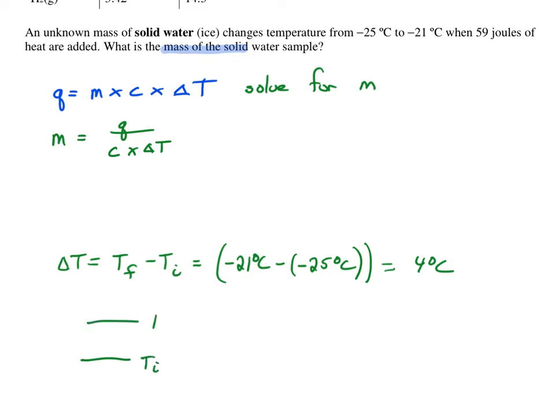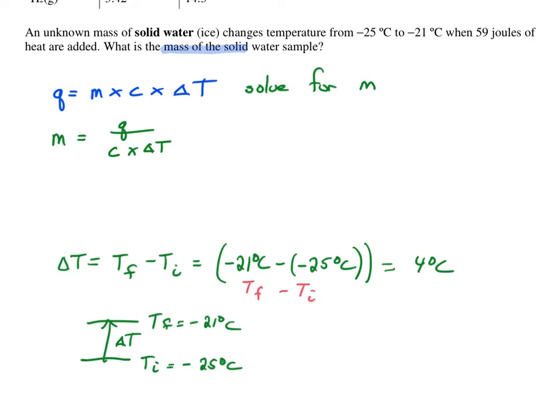Okay, it might be easier to see graphically. If we have our initial temperature and our final temperature, we know we're increasing in temperature from a minus 25 degrees C up to a minus 21 degrees C. So it is going to be a positive temperature change, a delta T. So just be careful, make sure you always have the right convention, TF minus TI.